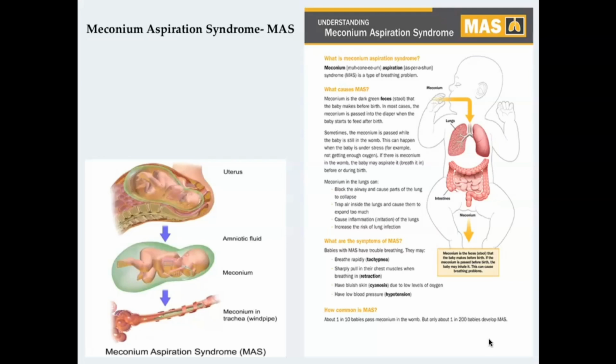It can cause respiratory depression and inflammation and other issues. They may develop an infection in their lungs. They may have trouble breathing, so they're going to have all the symptoms of respiratory depression, where they're tachypneic, retraction, cyanosis.